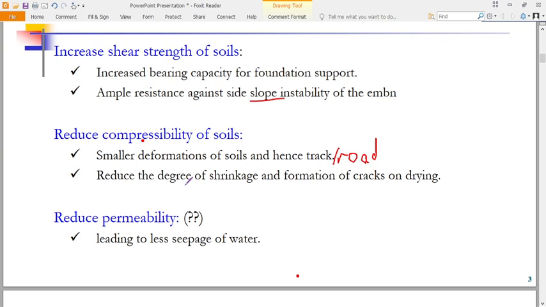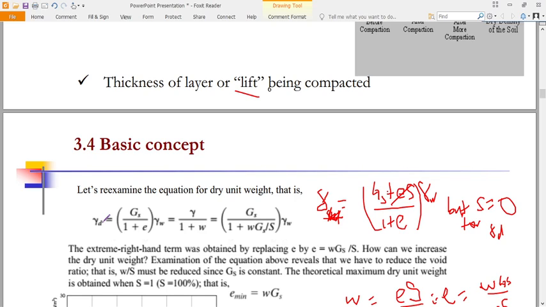We derived this in our first chapter. Now, if you substitute for w, you know that w is equal to eS over Gs. So you make e the subject, where e is the void ratio. The void ratio is equal to wGs over S. Then you substitute it here and we get this, as you can see. Is that okay?